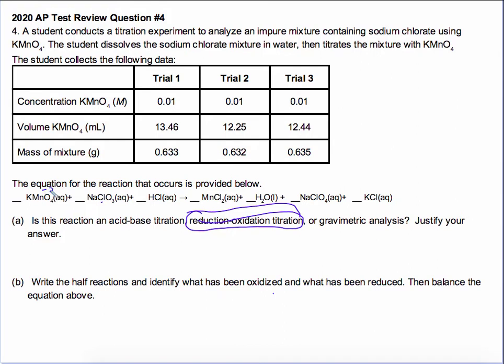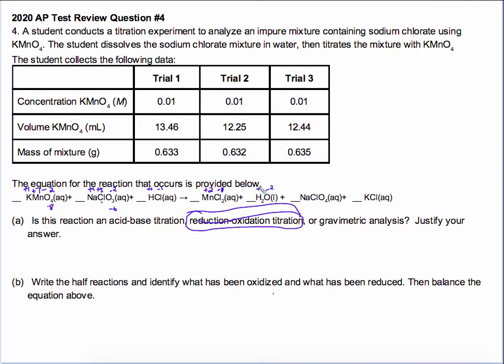So oxygen is -2, potassium is +1, and 4 times -2 is -8, so this manganese must be +7. Here sodium's +1, oxygen's -2, that's -6, so this must be +5 because +5 and +1 is +6, which cancels out that -6. This is +1, -1. This is -1, so 2 times -1 is -2. That means that's +2.